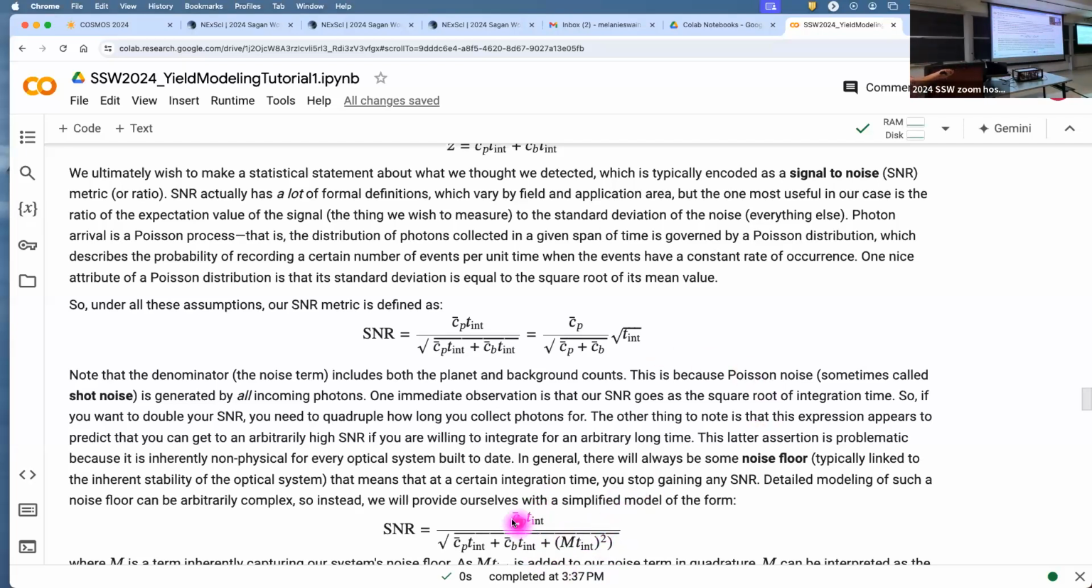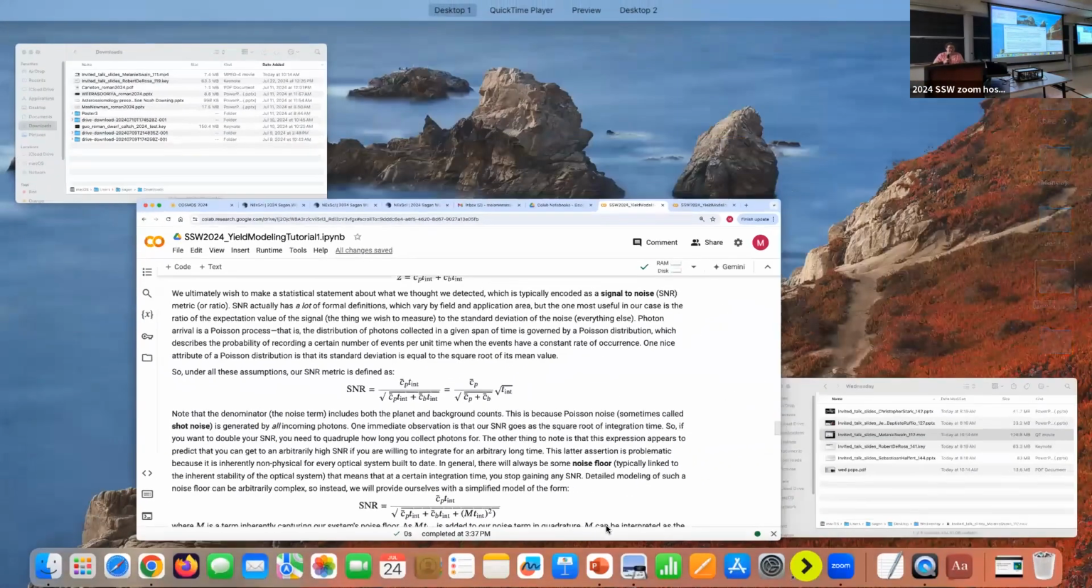And this can get really complicated. So for today, we're just going to call it M. And we're going to add it to the denominator here.